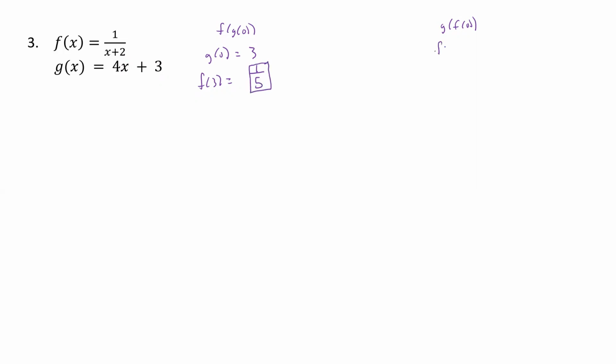Now in this one, what if we plug in 0 for x first on f? Well, 0 here gives us just 1/2. And then g of 1/2 is just going to be 4 times 1/2 plus 3. Well, half of 4 is 2, plus 3 is 5. And that would be our answer there.